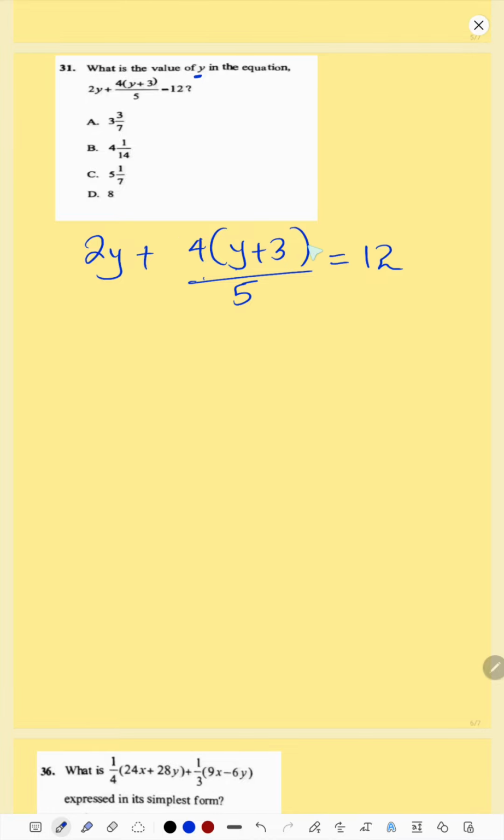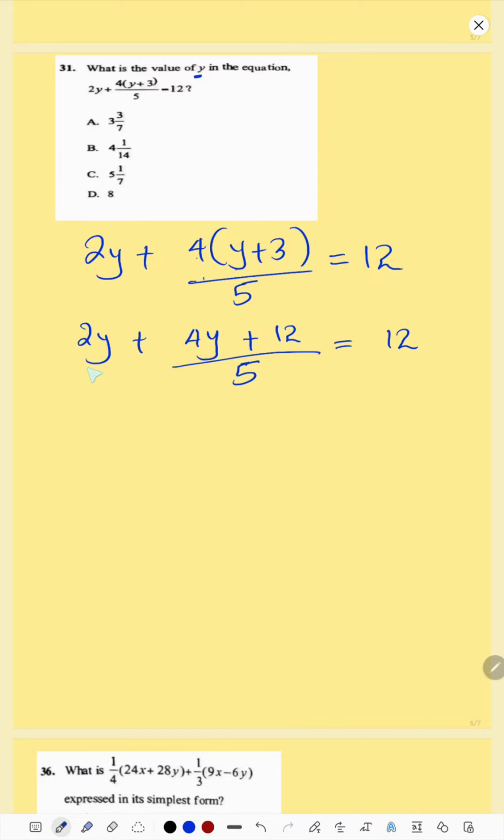So we have brackets. We are going to start by opening the brackets. So this will be 2y plus 4 times y is 4y plus 4 times 3 is 12, all over 5 is equal to 12. Remember, we open by multiplying what is inside the brackets by what is outside the brackets. Then we have a fraction here. In order to get rid of this fraction, we have to multiply by 5.